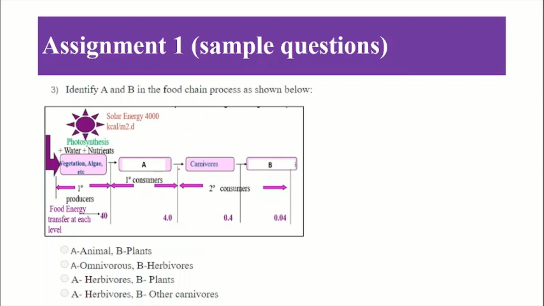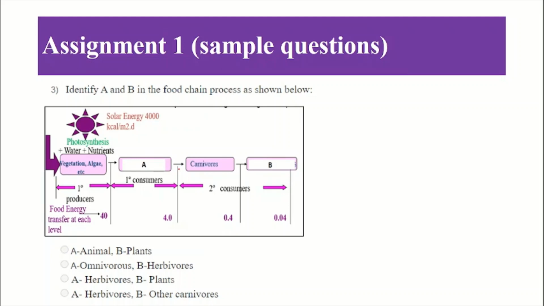The next question, can anybody answer this for me? This is the diagram of a food chain. You need to answer what is A and what is B. Can anybody answer? D. A is herbivores and B is other carnivores.